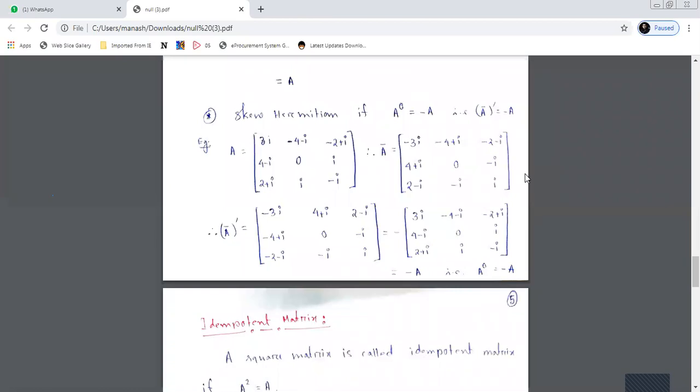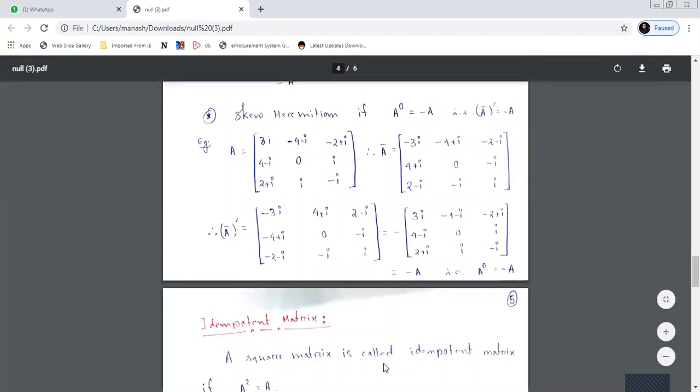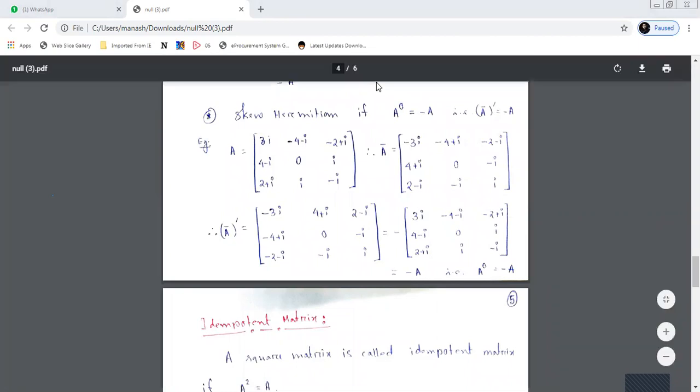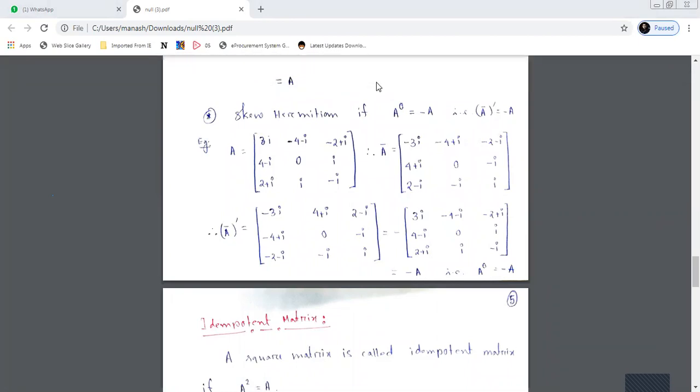Now someone tell me, what are the diagonal elements of a skew symmetric matrix? Yeah, tell me, anyone. At first, unmute yourself and tell me. Nihar Deka, please tell me. 0, sir. What are the diagonal elements of a skew symmetric matrix? It is 0. Yeah, 0.